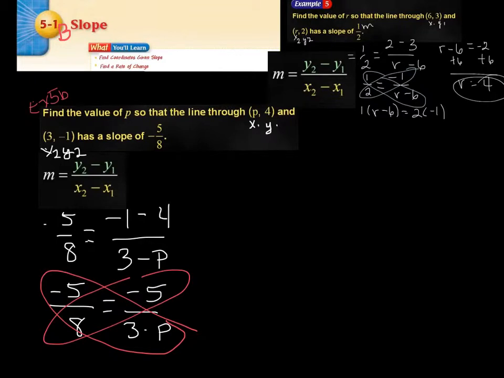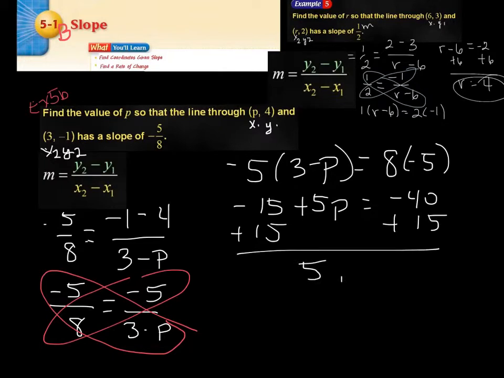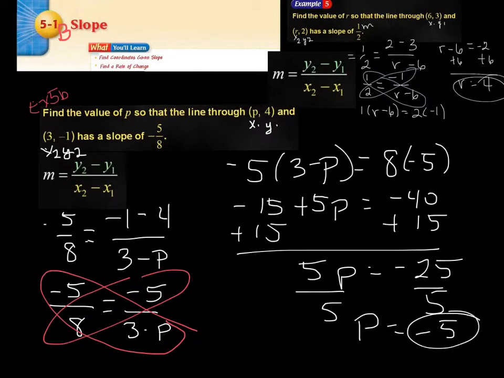Okay, so if I do cross products, I'd have negative 5 times 3 minus p equals 8 times negative 5. So negative 15 plus 5p equals negative 40. Add 15 to both sides. So I have 5p equals negative 25, divide by 5, and p is negative 5. Go ahead and pause if you need to copy it if I went too fast, and we're going to go on to rate of change.